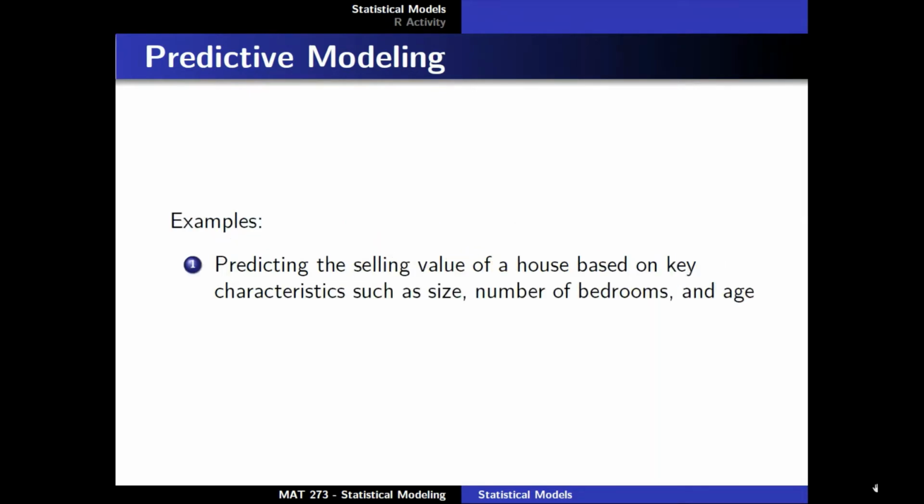Some examples of this would be predicting the selling value of a home, given that you know certain variables about this home, such as its size and square footage, the number of bedrooms, and how old it is in years. You can think, for example, of a website such as Zillow or some other website that prices out what your home should cost. It takes into account factors such as these when giving a price estimate for what you should sell your house for.